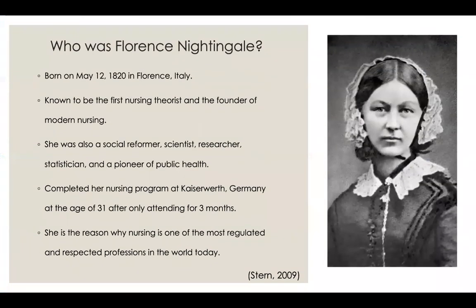Who was Florence Nightingale? She was born on May 12, 1820 in Florence, Italy. She is known to be the first nursing theorist and the founder of modern nursing. She was also a social reformer, scientist, researcher, statistician, and a pioneer of public health. She completed her nursing program at Kaiserwerth, Germany at the age of 31 after only attending for 3 months. She is the reason why nursing is one of the most regulated and respected professions in the world today.